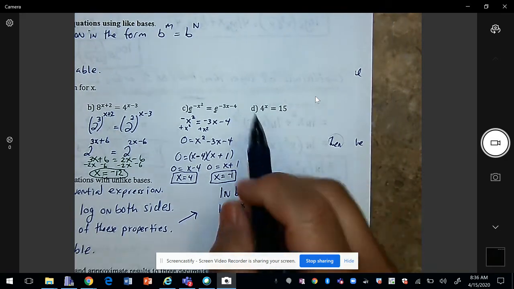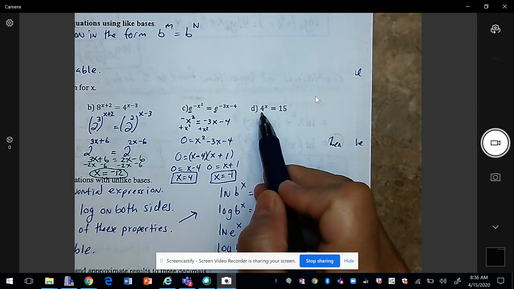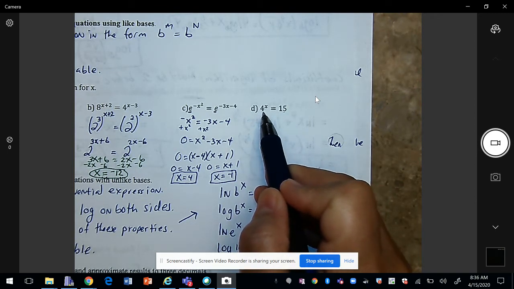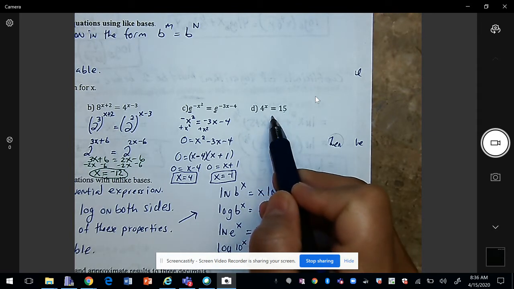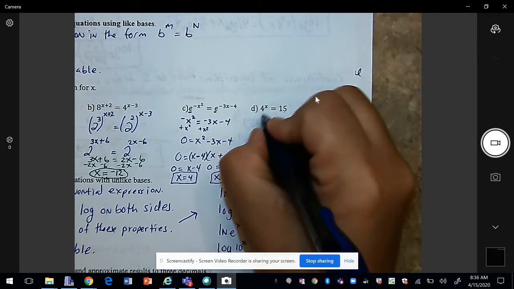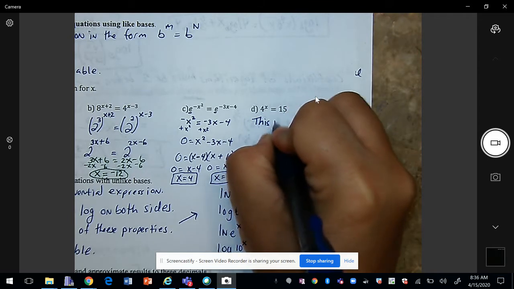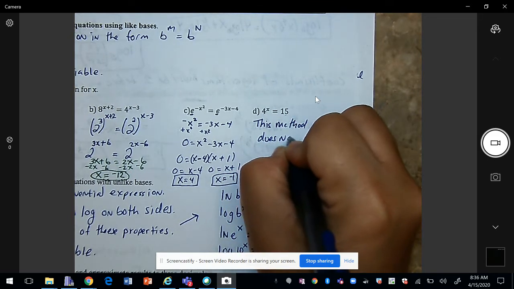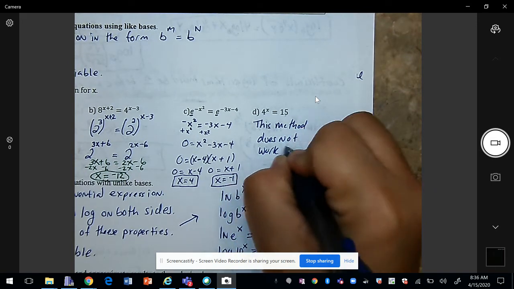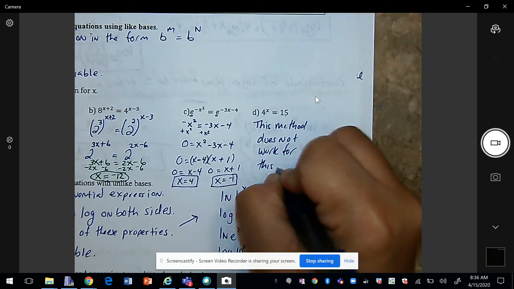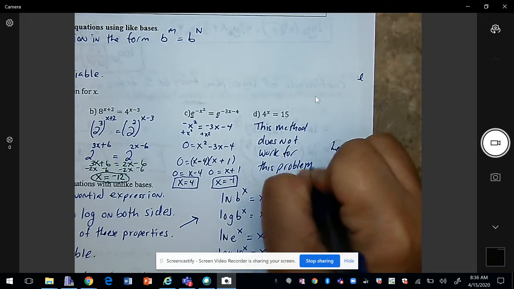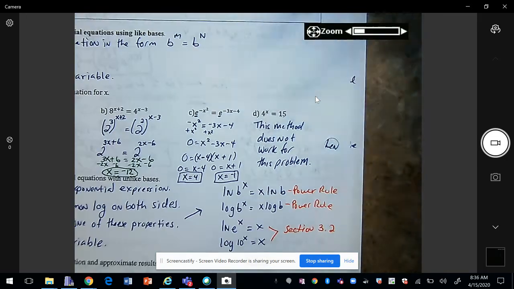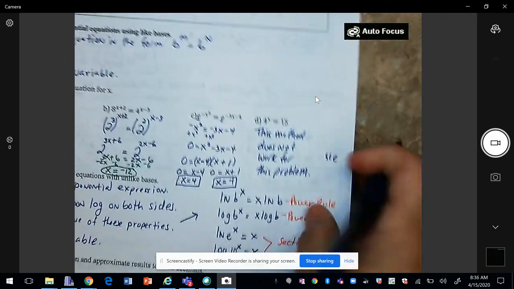And letter D, notice that we have 4 to the x equal to 15. Well, if we try to change 4 and 15 so that they have the same base, that's going to be impossible. What that means is that this method does not work for this problem. So this method does not work for every problem that we have. We need a different method.